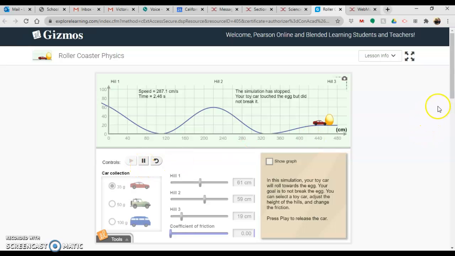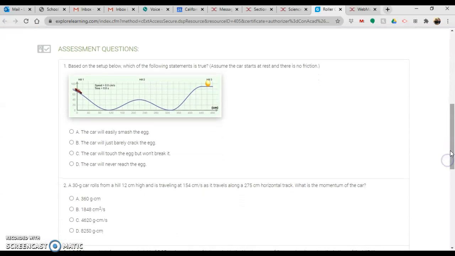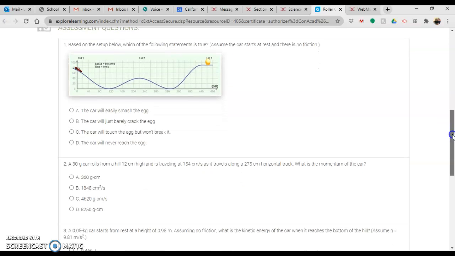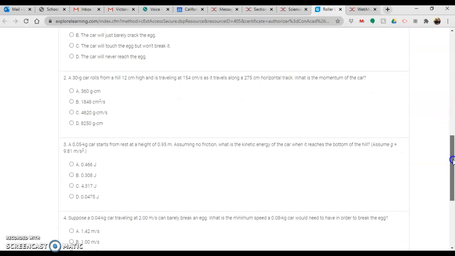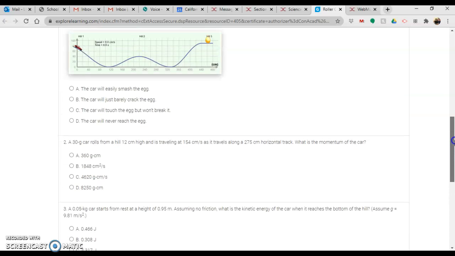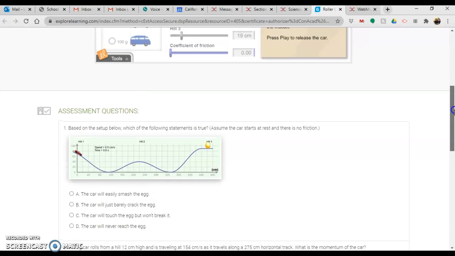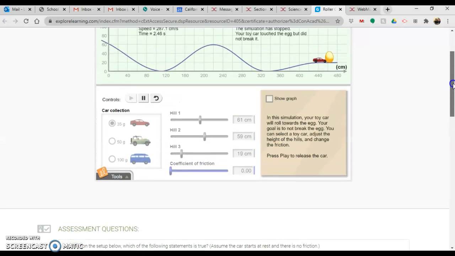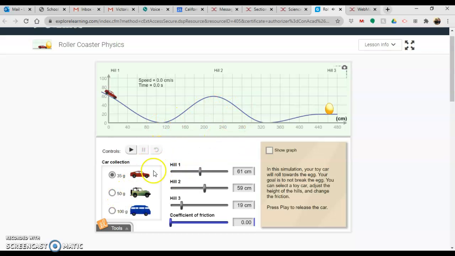Now the confusing part is that there are some assessment questions down here at the bottom. These are not the questions students are going to be responsible for. In fact, it was brought to my attention that these require some advanced skills that might belong in a high school course. So just have them focus on this right here. Have them play around with the gizmo.